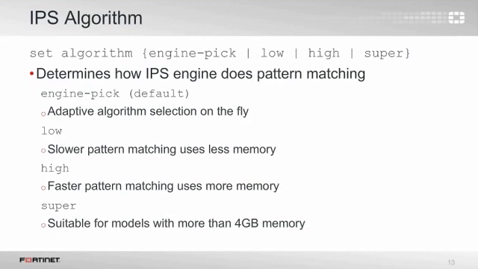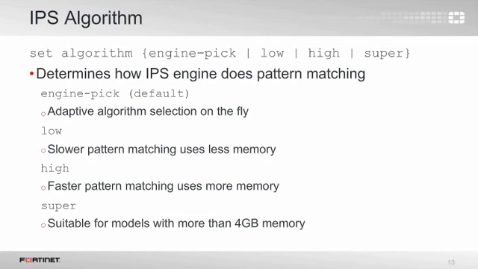The algorithm setting tells the IPS engine how to do signature matching. There are 4 methods. 1. Engine Pick. IPS Engine chooses the algorithm based on available memory and the type of inspection being performed. This is the recommended option.